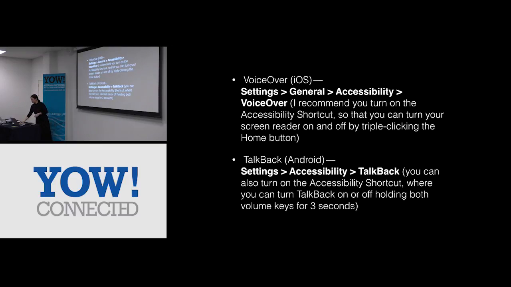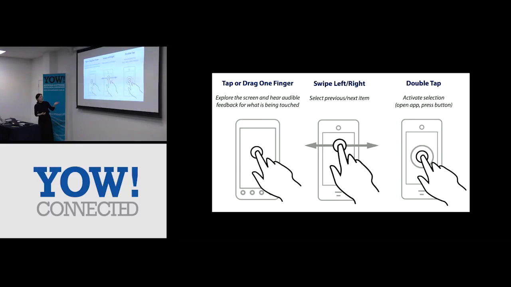Okay, now that you've all turned it on, this is how you actually use it. You can drag your finger around the screen and it'll read out whatever is under your finger. And to navigate and traverse, you can swipe left or right to go to the next item. And to activate, or basically to tap on that item, you can double tap whatever is selected at the moment.